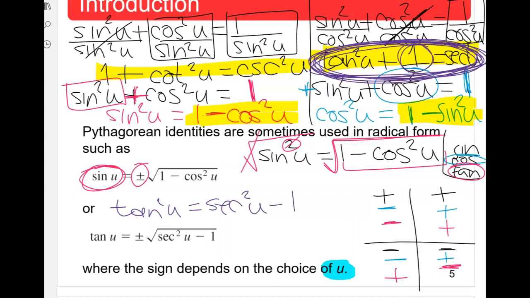Then what happened here is the square root was taken, so from there they cancel here, and that's what we have here: tangent of u equals the positive or the negative square root of secant square of u minus 1. And you have to select the sign depending on the quadrant in which angle u will be located.